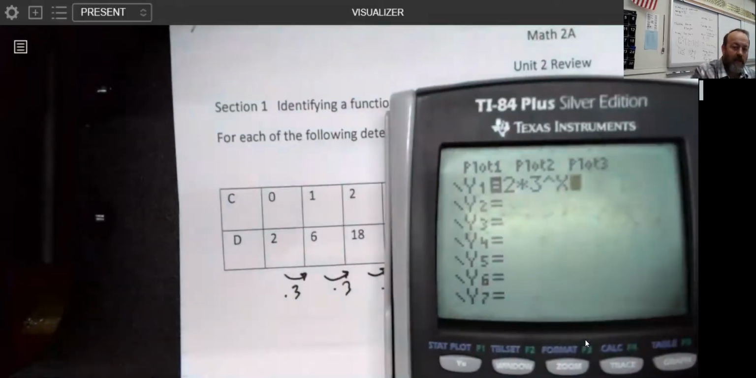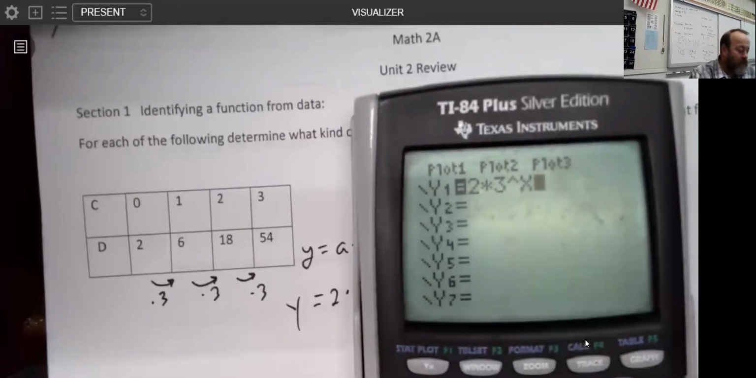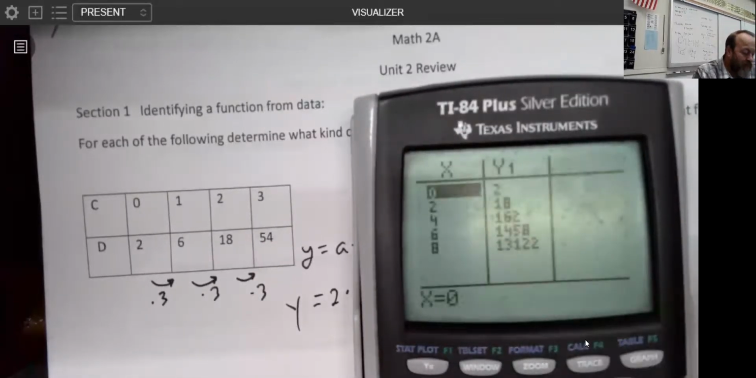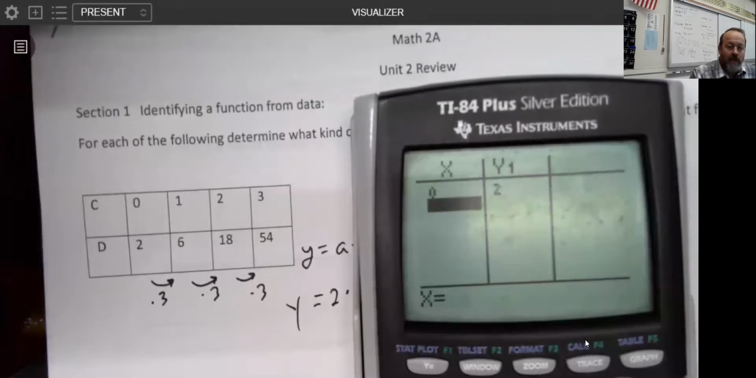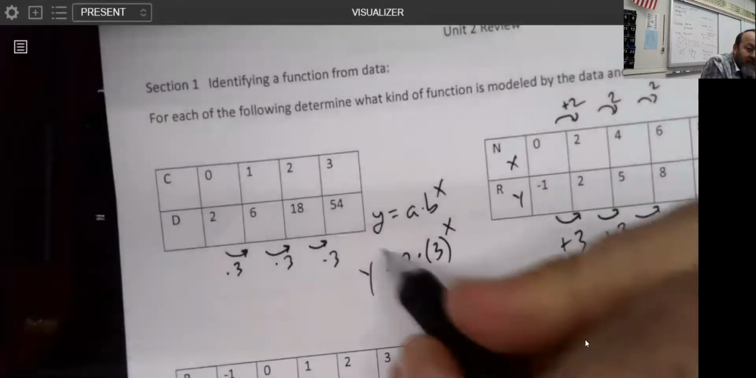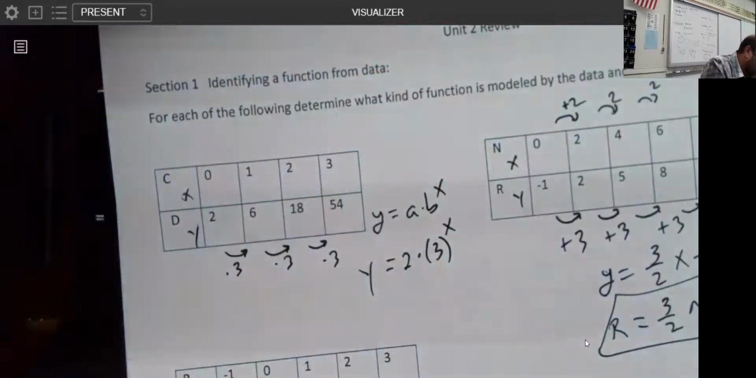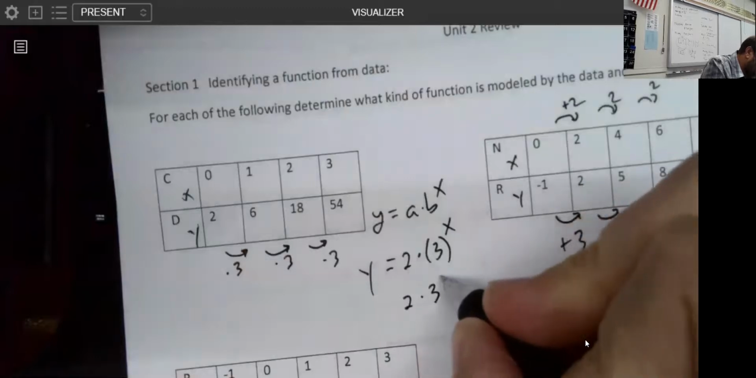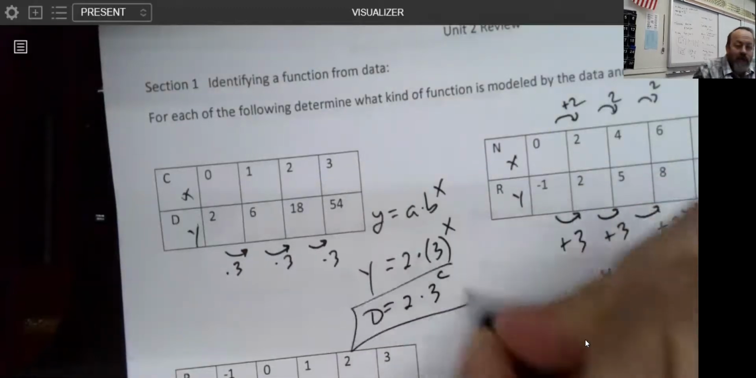So again, like I did on the last problem, I'm going to go ahead and type my equation in. I'm going to go over here to my table, and again, I put my table in ask mode, but let's just ask about 0, 1, 2, and 3 and see if it in fact generates the table that I had, and it does. Last question here, let's go ahead and fix the letters here because instead of using x and y, we're using c and d, so this would be 2/3 times 3 to the c, and y is d.